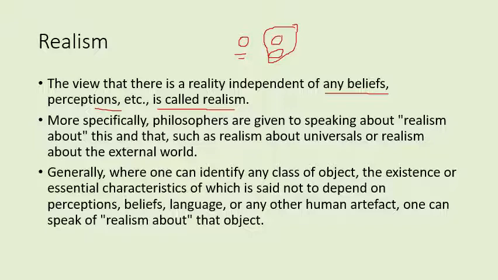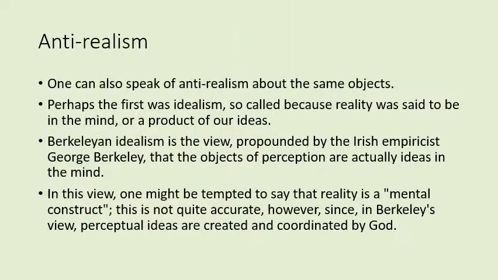More specifically, philosophers are given to speaking about realism about this and that, such as realism about universals, or realism about the external world, generally where one can identify any class of object, the existence or essential characteristics of which is said not to depend on perceptions, beliefs, language, or any other human artifact. One can speak of realism about that object. One can also speak of anti-realism about the same objects.